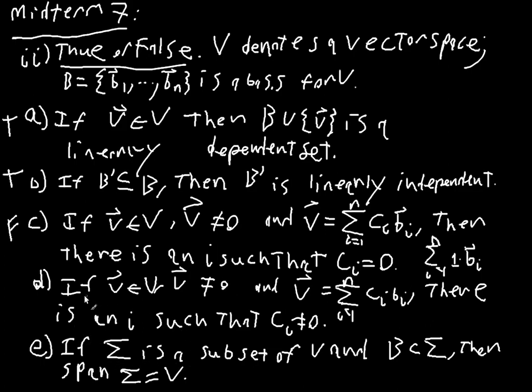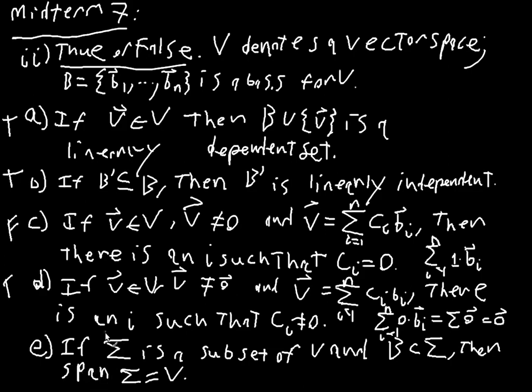Okay. Next one, if I have some vector and it's not equal to 0, and I write it as a linear combination of some vectors, then there's an i such that ci is not equal to 0. Well, this is true, because if all of my coefficients were 0, then we're talking about the sum of 0 times bi, which is just the sum of zeros, which is just 0. And we explicitly said that our vector is not 0. So this guy's true. There is some guy that's non-zero.